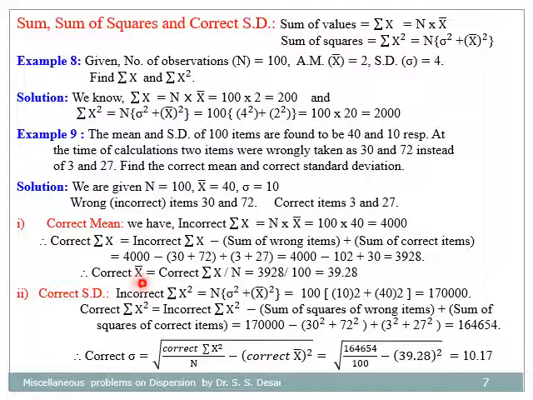Therefore correct mean is equal to correct sum divided by n, that is equal to 3928 divided by 100, that is 39.28. Now to correct standard deviation, we need the sum of squares, and that sum of squares is given by this equation, n into sigma square plus x bar square, and it gives us 1,70,000.